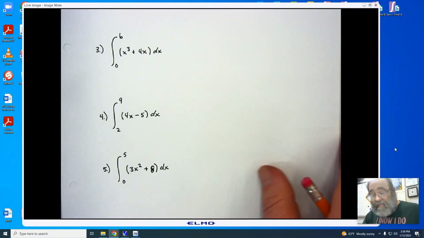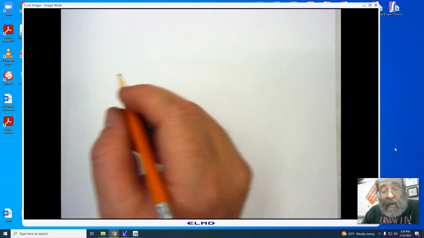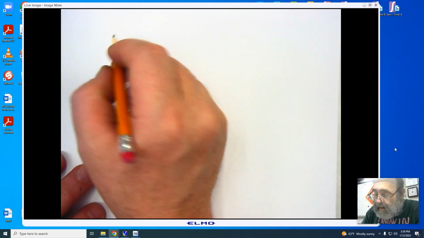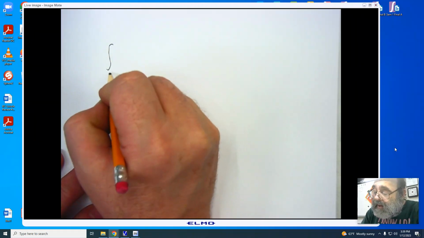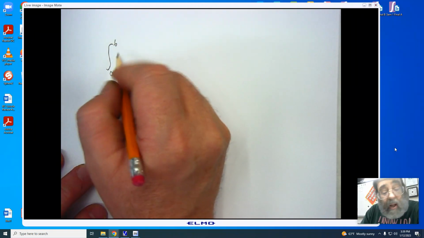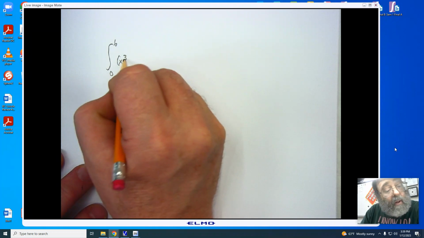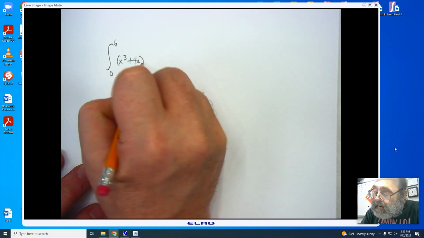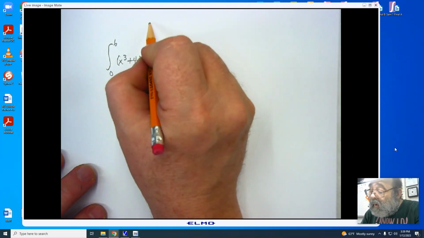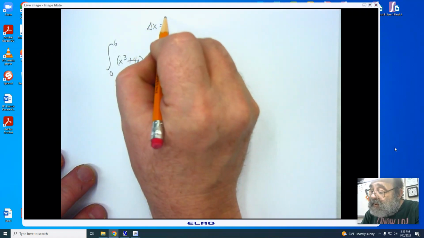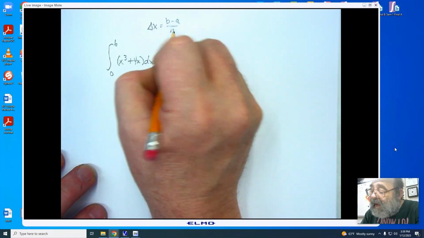Alrighty, let's go ahead and begin. So we're going to start by writing down the integration that we are working with. In this case, we are looking at the integral from 0 to 6 of x cubed plus 4x dx. We're going to start by finding delta x using b minus a divided by n.